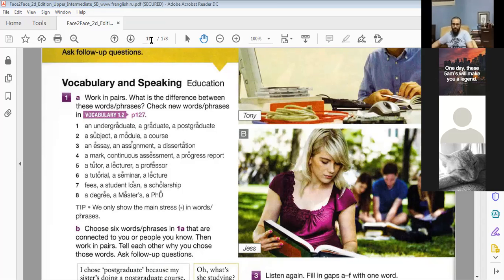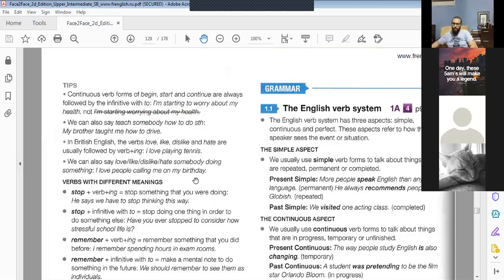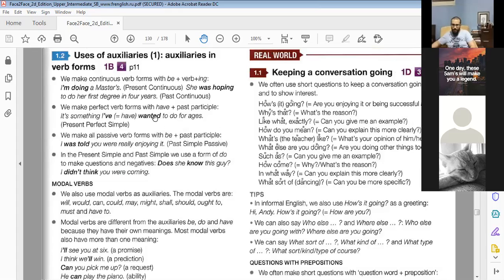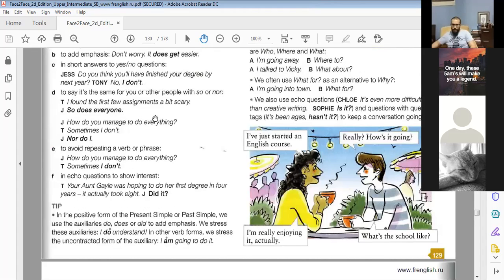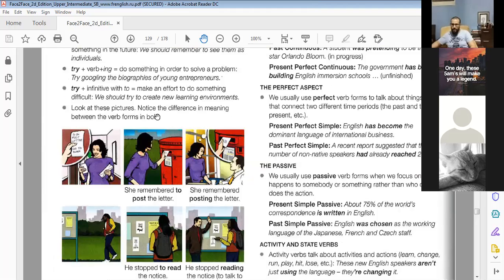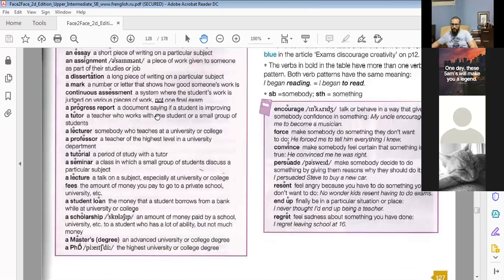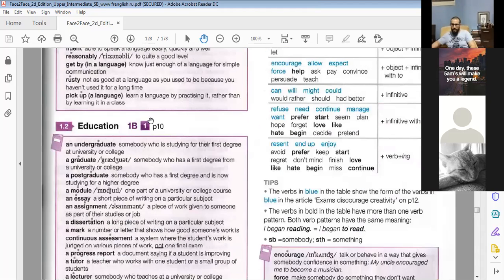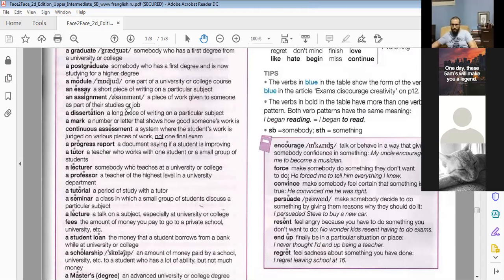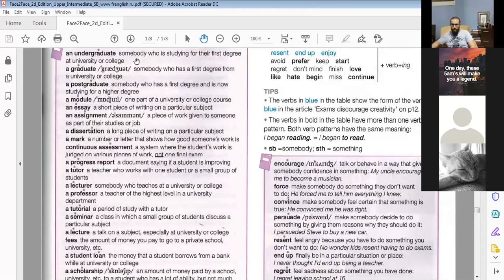Okay, now let's confirm all of this, and let's see if we missed something from the summary. Let's take a look together and see how many of these we got spot on, and how many maybe need a little work. I think we need to see 127. Okay, here it is. It's a fat table with lots of words. So we know undergraduate, we know graduate, we know postgraduate.